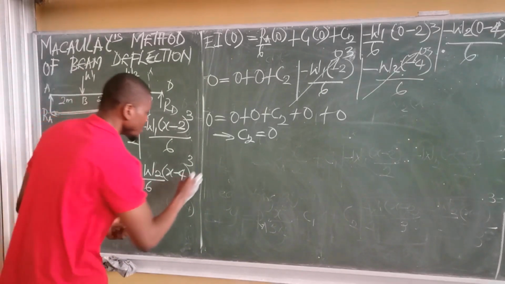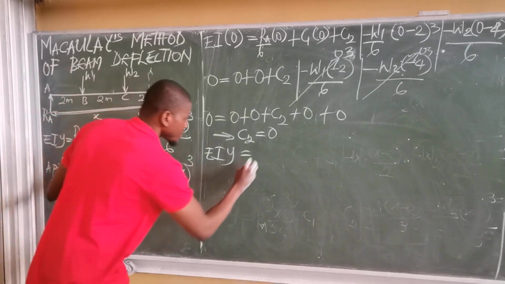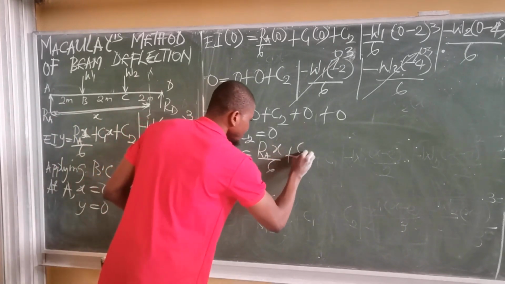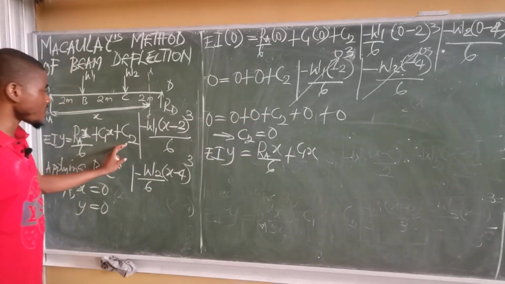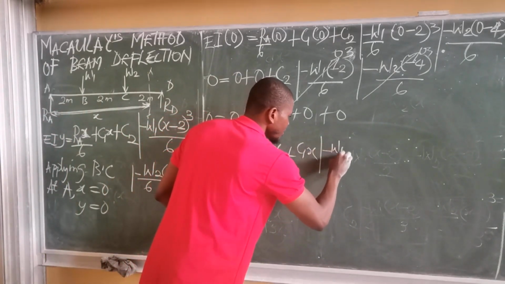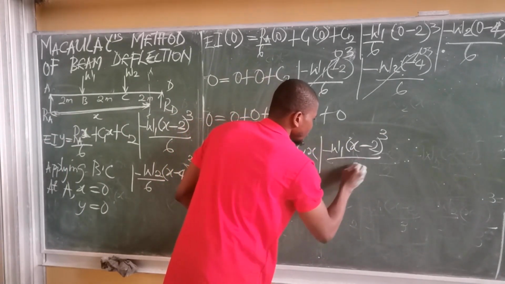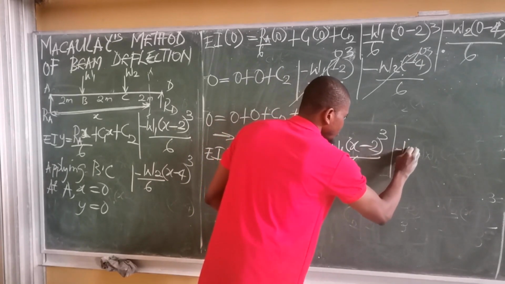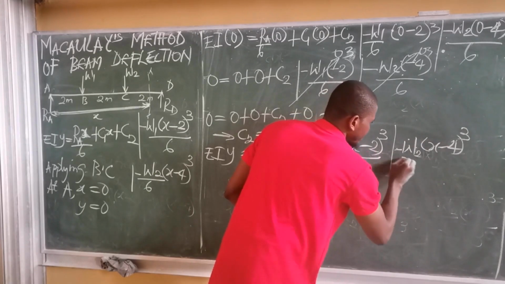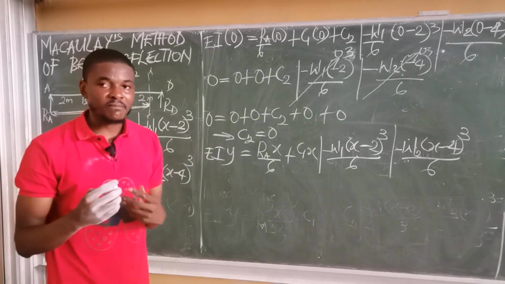You're simply going to have EI y is now equal to RA x all over 6, plus C1x. Of course, C2 is 0, so that one is off. Put down your Macaulay's bracket, minus W1 into x minus 2 to the power of 3 all over 6, minus W2 into x minus 3 minus 4 to the power of 3 all over 6. So that satisfies the first boundary condition.